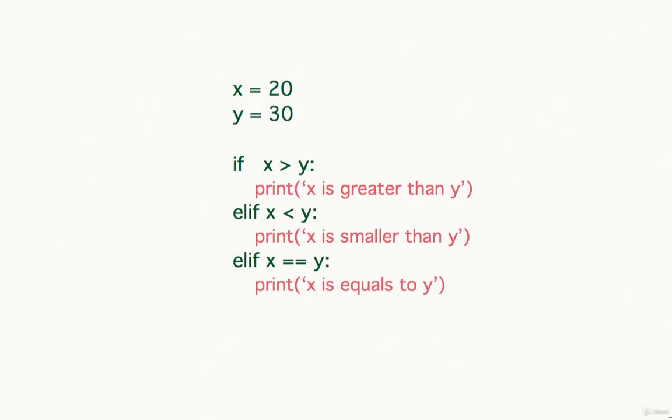In the first condition, we are checking whether x is greater than y by using if keyword. Then next, instead of using else, we are using elif, which checks whether x is less than y. And in the third condition, we are again using elif to check whether x is equals to y. We can use elif as many times as we want.